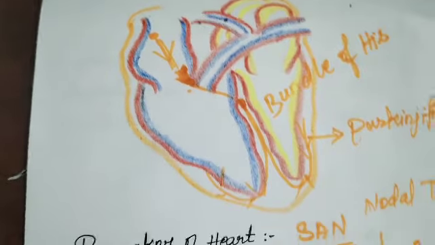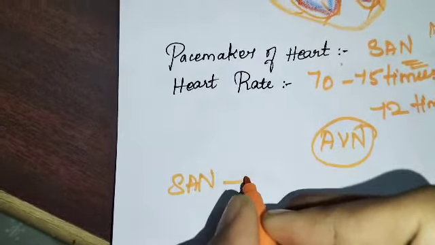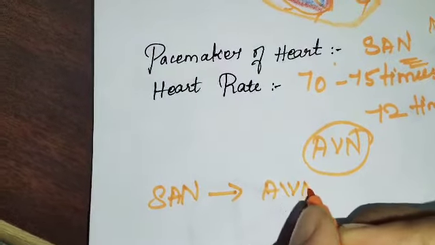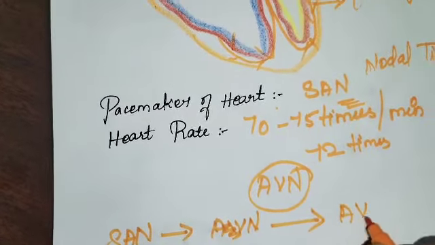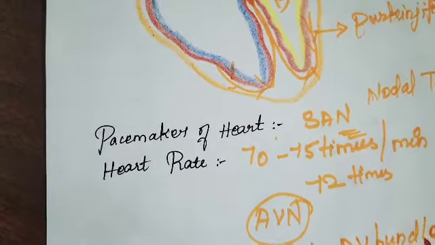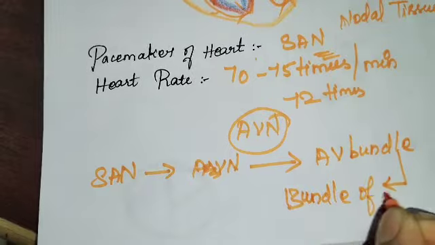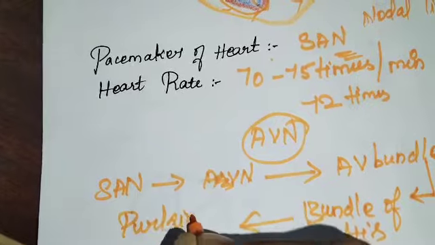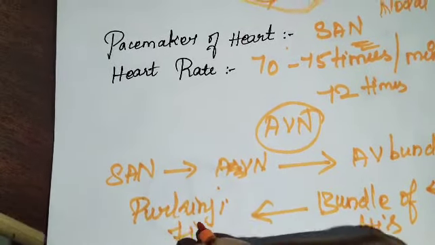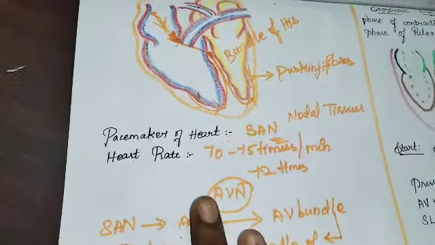Okay, so how is this impulse generated? See this pathway: sinoatrial node, and then atrioventricular node, and then AV bundle, and this AV bundle to bundle of His. Okay, bundle of His to Purkinje fibers. You should know this pathway. Okay, be clear with this pathway. Okay, that's it about the pacemaker of the heart.